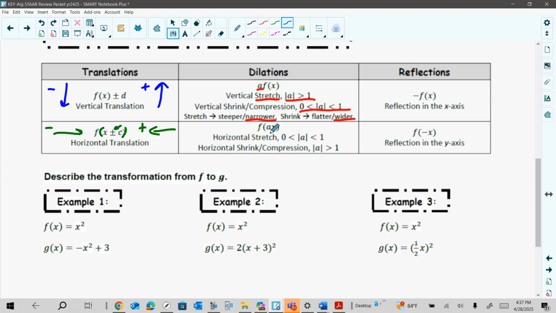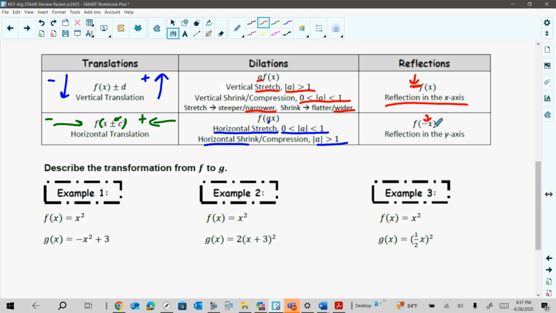Now, if the A is inside the parentheses and it's the coefficient of X, and it's greater than 1, it is a shrink. If it's between 0 and 1, it's a horizontal stretch. And then you do kind of need to remember, you see a negative sign, that's going to be reflected over the x-axis. So the outside the parentheses curve versus inside would be reflected over the y-axis.